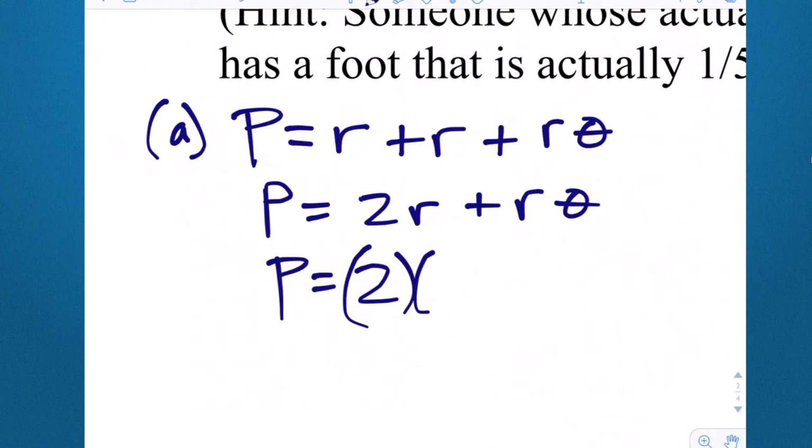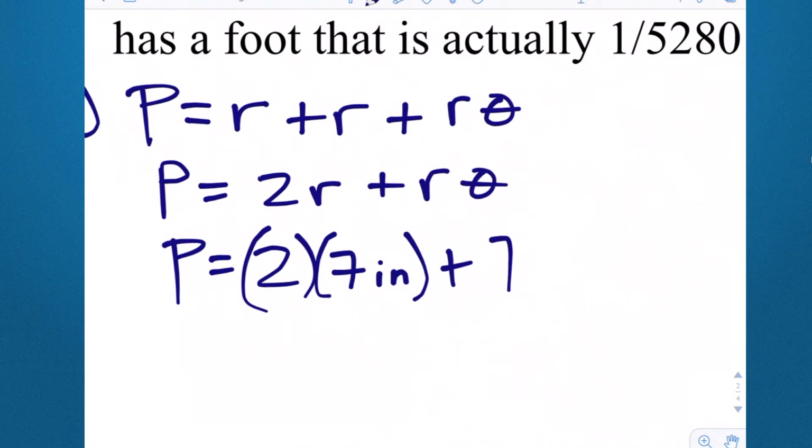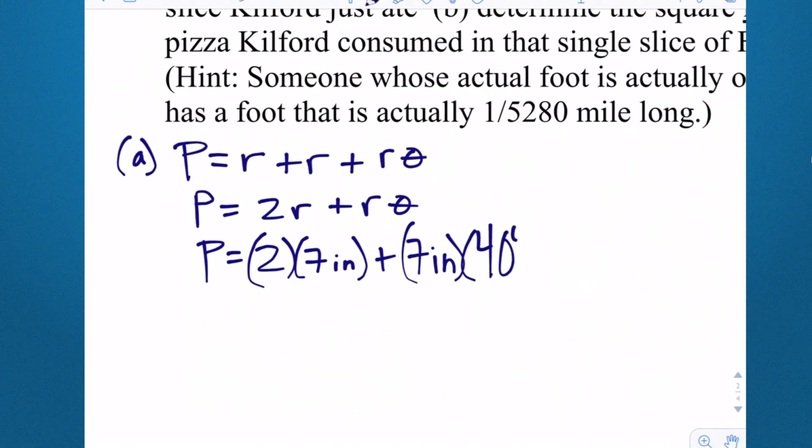2 is 2. The radius of the pizza is 7 inches. I'm going to put inches there. Plus the radius again is 7 inches, times theta, the central angle, which is what he measured to be 40 degrees.